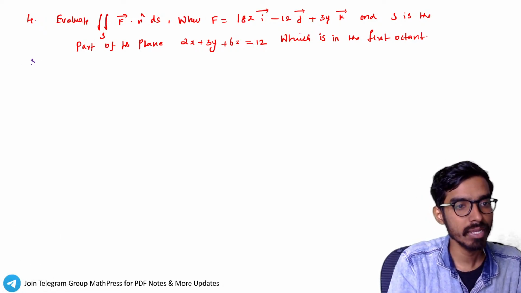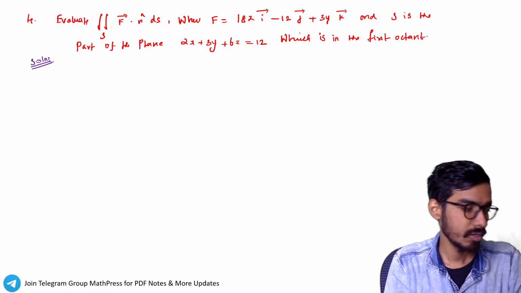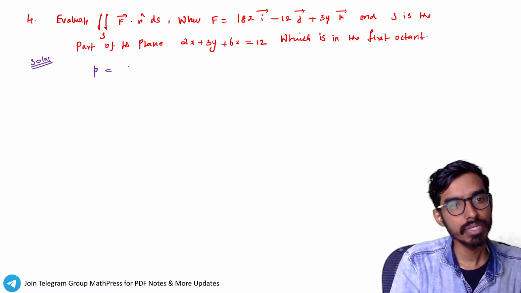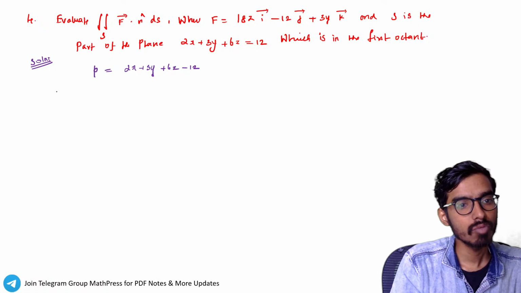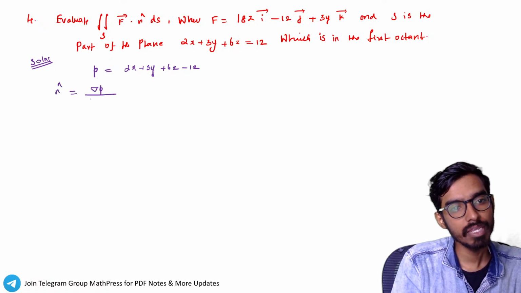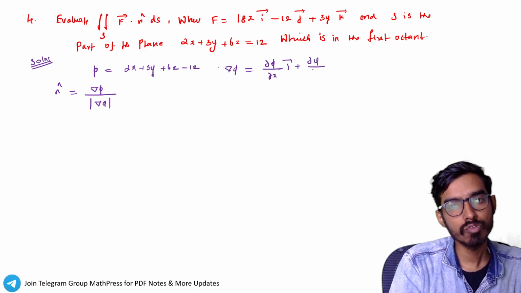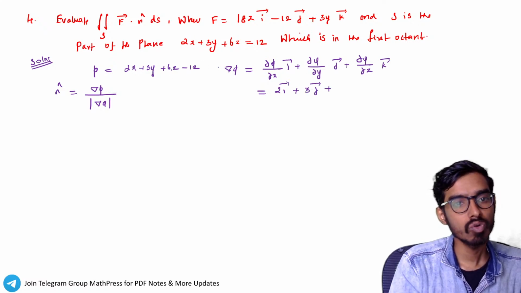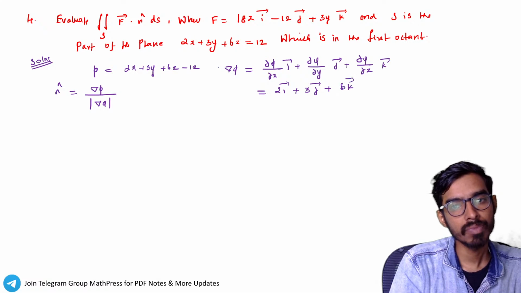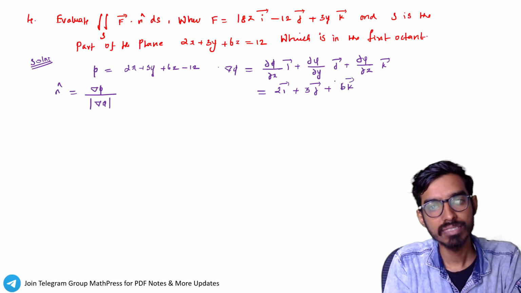I'll do this quickly because you all know how to do this problem, right? So first, the surface is phi equals 2x plus 3y plus 6z minus 12. We will find n cap. So n cap is del phi divided by modulus of del phi. Now what is del phi? Del phi is dou phi by dou x i vector plus dou phi by dou y j vector plus dou phi by dou z k vector. So dou phi by dou x is 2i, dou phi by dou y is 3j, and dou phi by dou z is 6k. So 2i plus 3j plus 6k is our del phi.